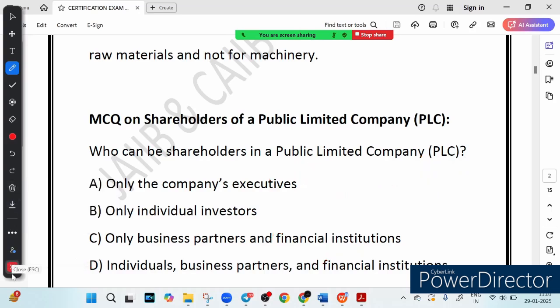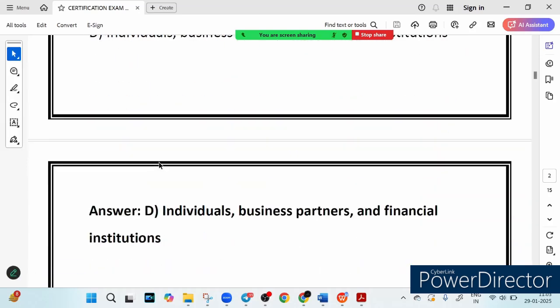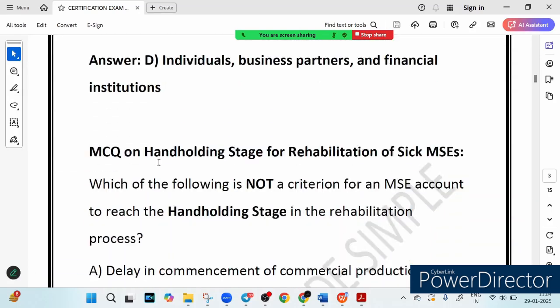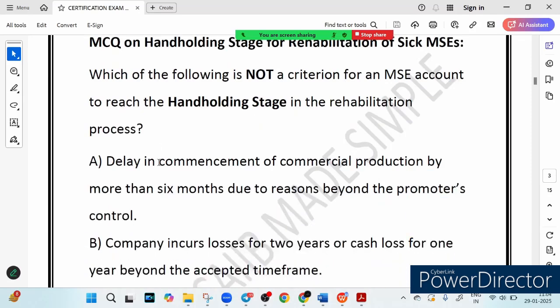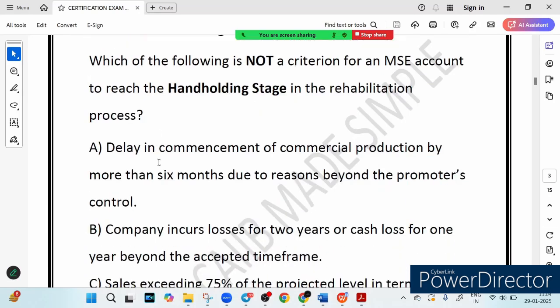Now let's see the next question, that is our question number 4 from the previous year asked questions. Now this is based on the hand holding stage for rehabilitation of CGTMSE. So the question is, which of the following is not a criterion for an MSE account to reach the hand holding stage in the rehabilitation process? Very nice question. So let's answer this particular question.